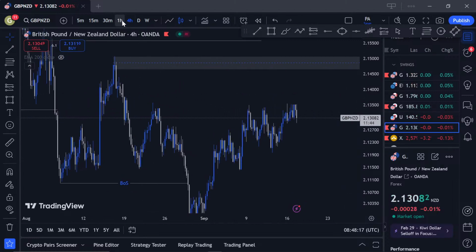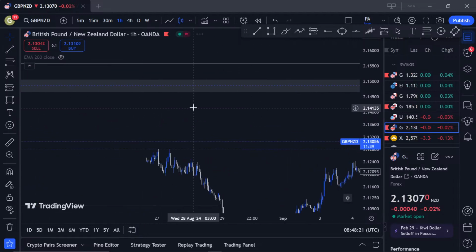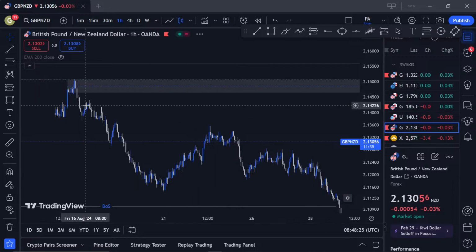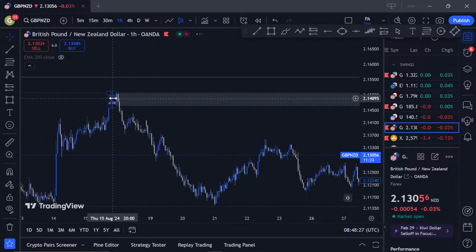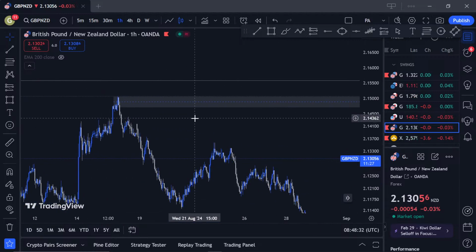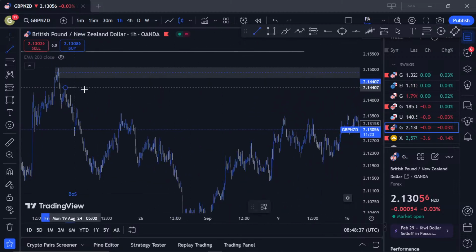And then I'm going to go down to the 1-hour time frame to see if we can get any other nearby levels. So every other level has been mitigated. This is the only clear level that we have right here. This is the only level that we have right here on GBP NZD to actually take a sell from. So I'm going to mark here.